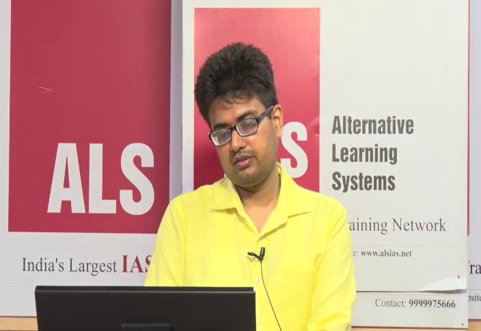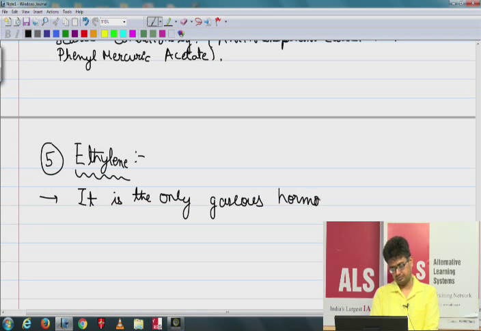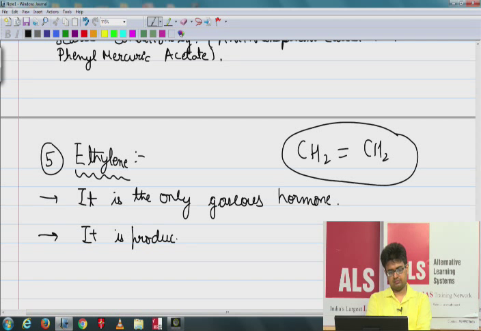It is the only gaseous hormone. You know the formula of ethylene? CH2=CH2. Only gaseous hormone. And it is produced by ripening fruits.